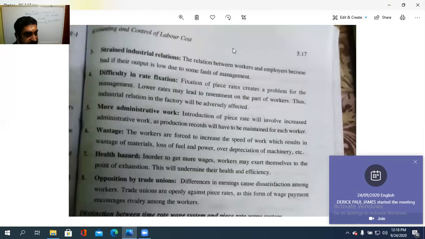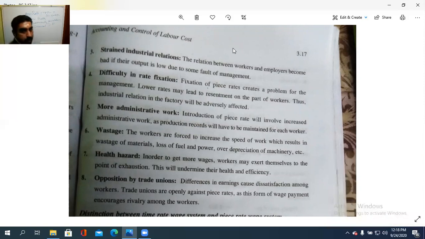Then strained industrial relations. Relation between the workers and the employees becomes bad if their output is low due to some fault of the management. If the output is low due to some default of the management, then the industrial relation will not be good, or the relation between the workers and employees becomes bad.